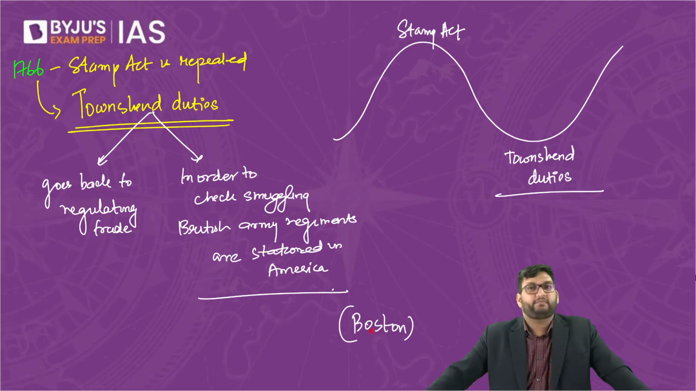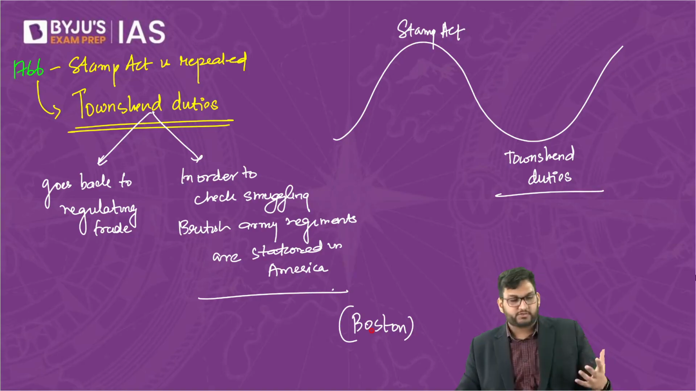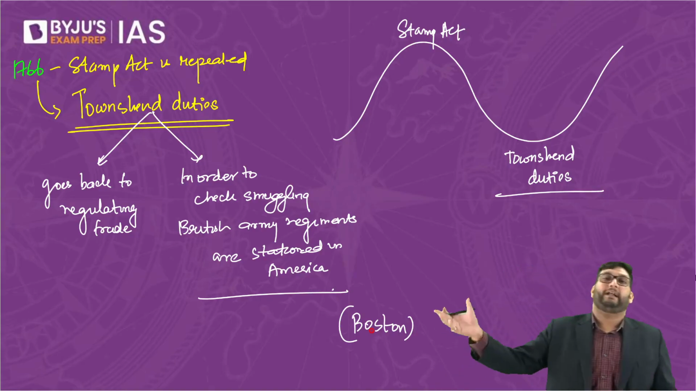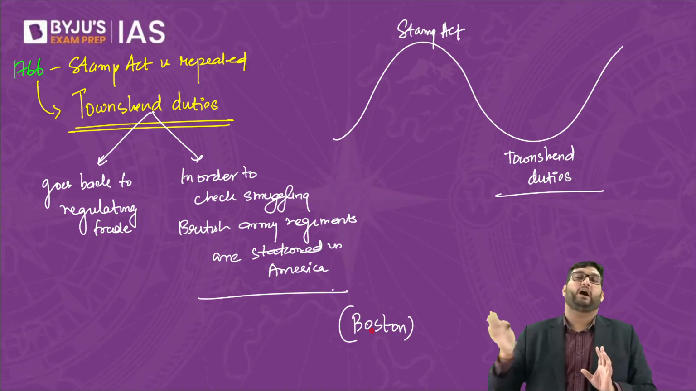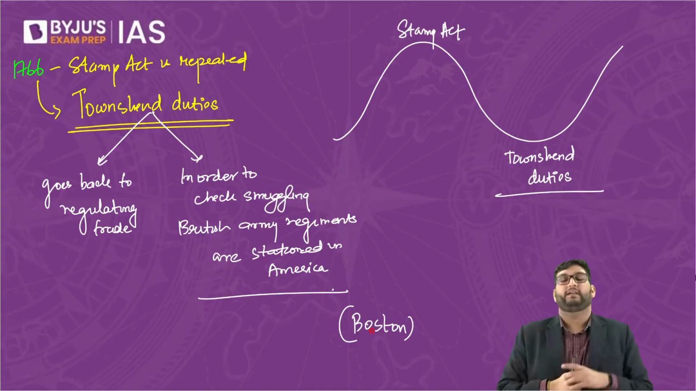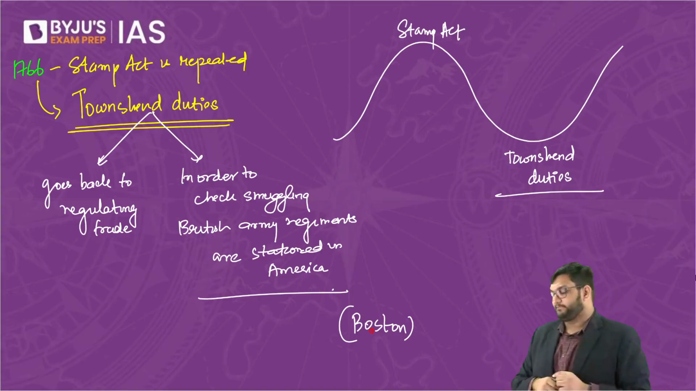So we started with the Stamp Act. The Stamp Act created the context in which political unity came in these American colonies. The damage was already done. Sons of Liberty still existed. The relationship has now become bitter. Now Townshend Duties were introduced, and the Townshend Duties went back to trying to regulate trade, and the British tried to undo what they had done. However, it was already too late.